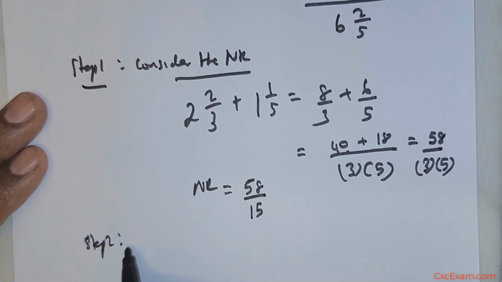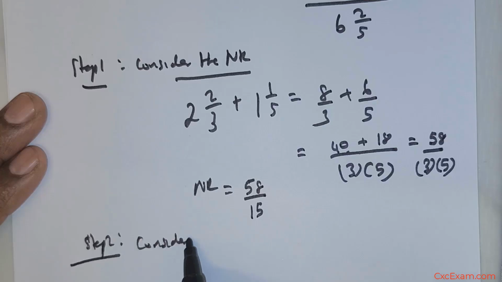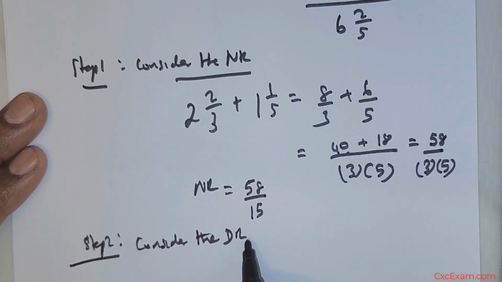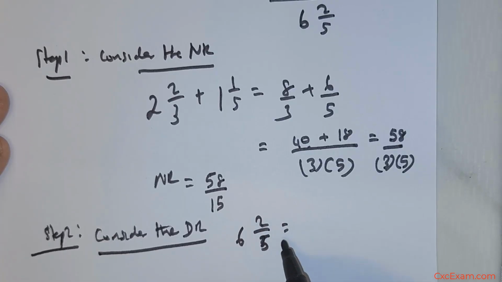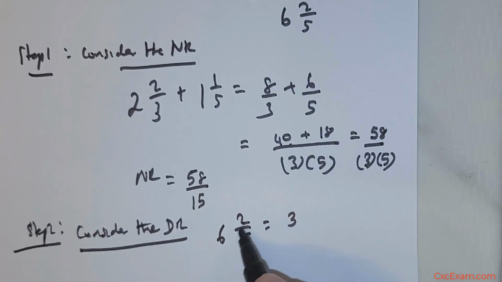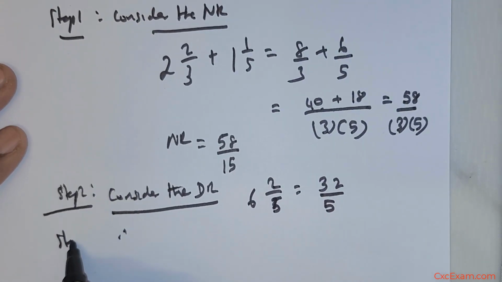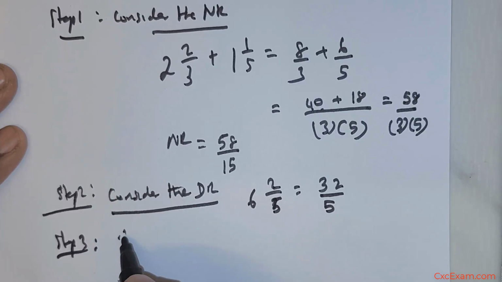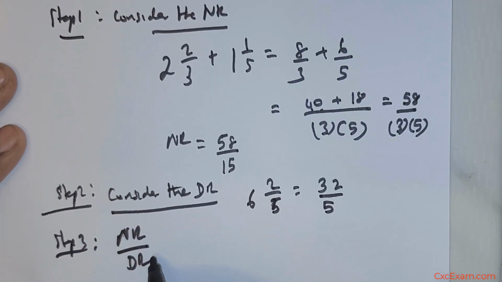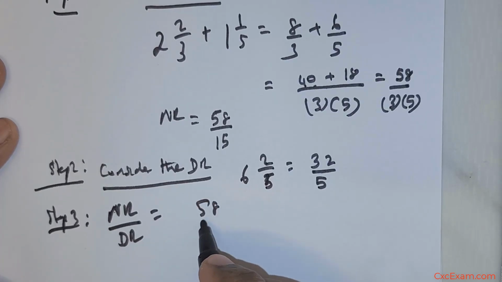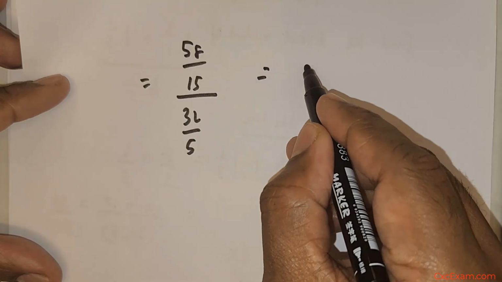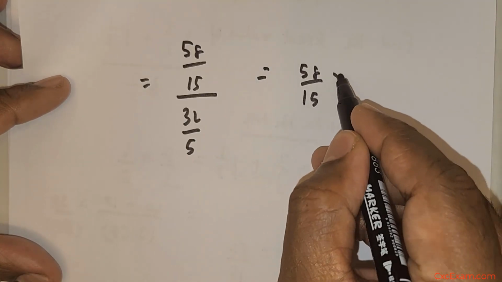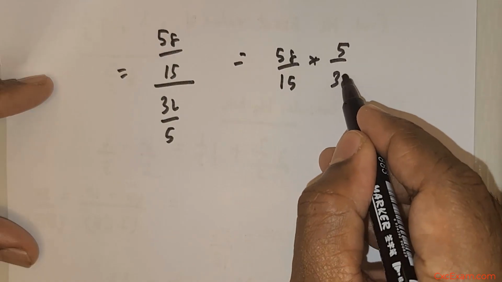Now step number 2, consider the denominator. The denominator is 6 2 over 5, which could be rewritten as 6 times 5 is 30. 30 added with 2 would give you 32 over 5. So step number 3 is numerator over denominator. The numerator is 58 over 15, denominator is 32 over 5. This is going to be 58 over 15 times 5 over 32.